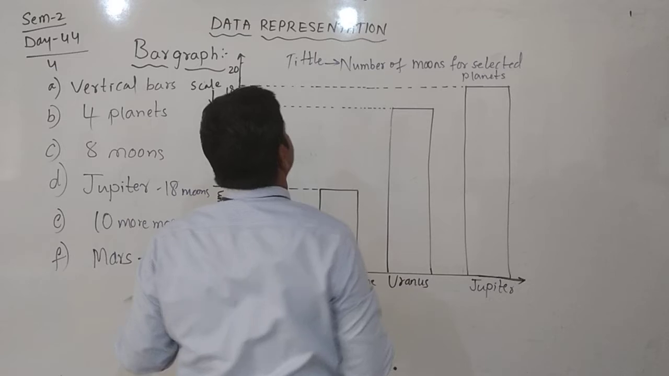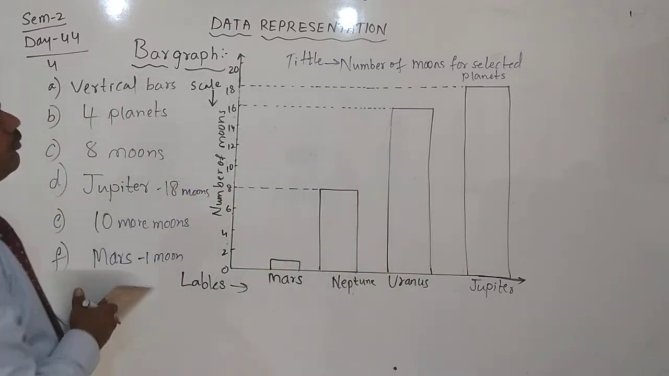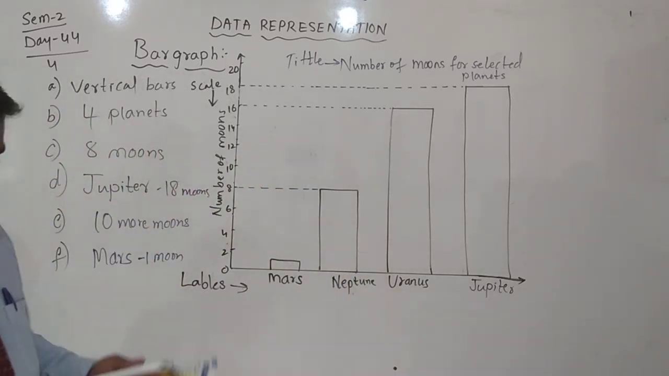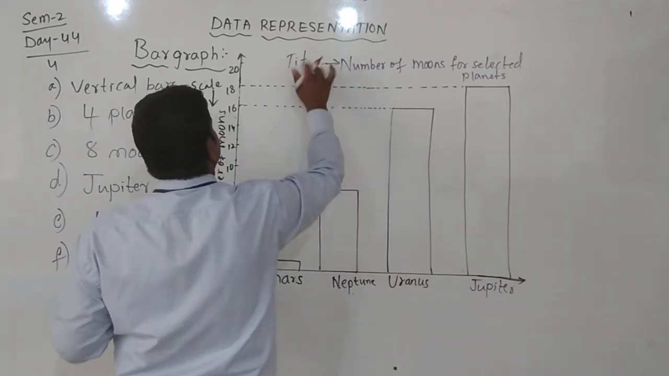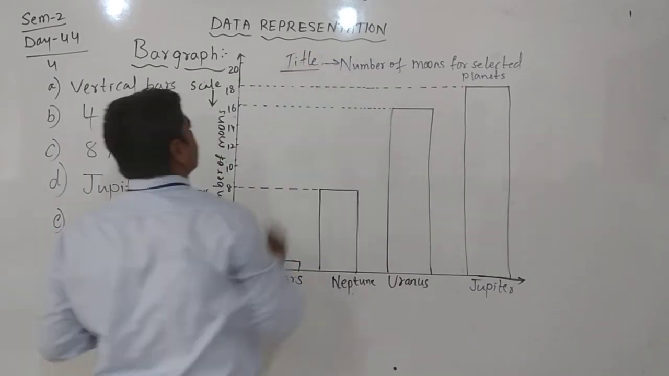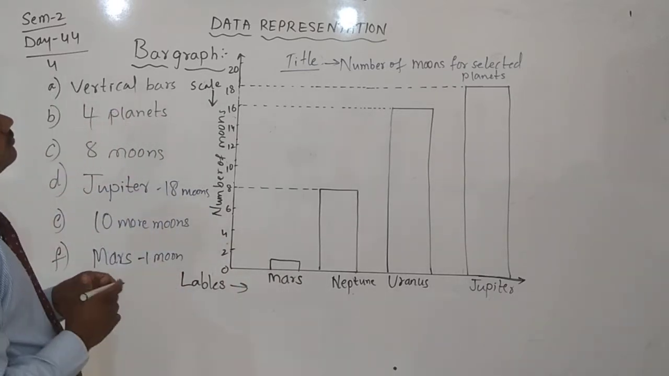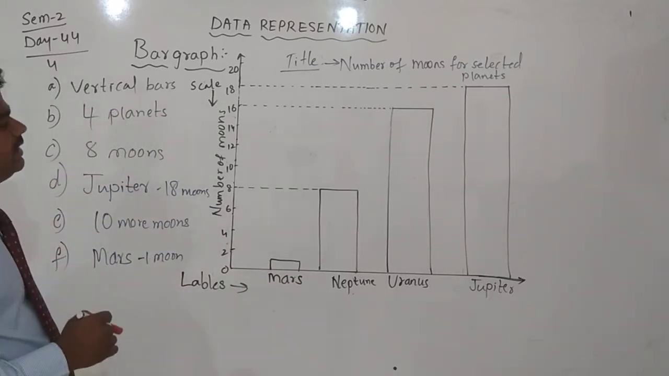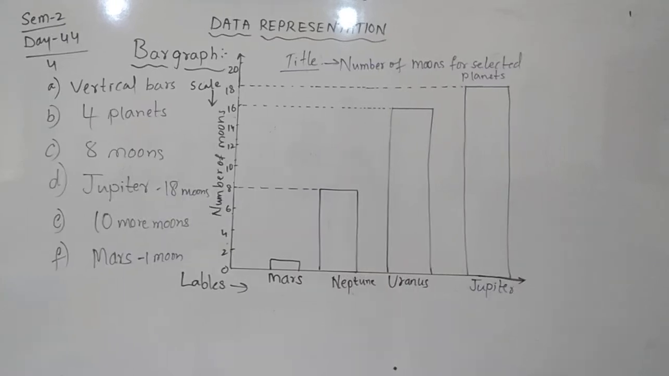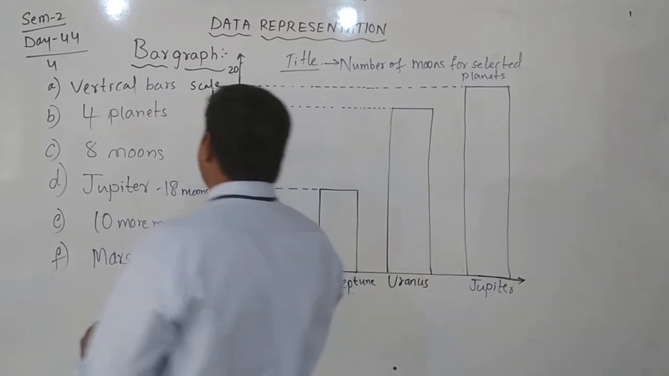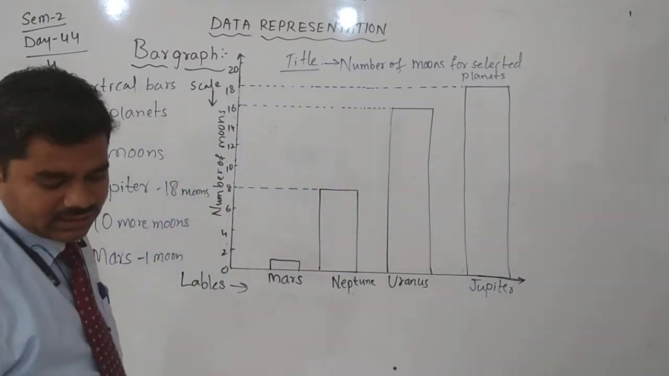It explains the graph. The title of the graph is number of moons for selected planets. You can write down this one. Take it neatly in your notebook. After this, there are some activities given that you can try to solve.